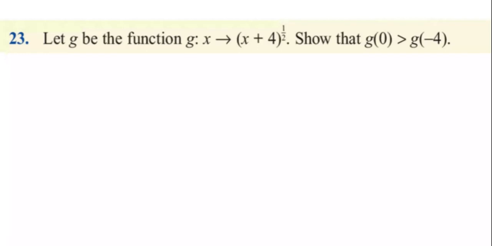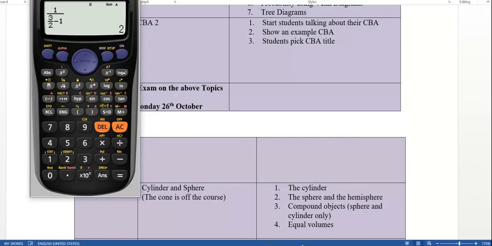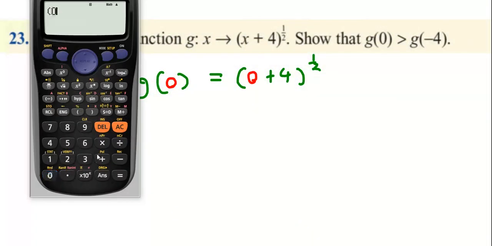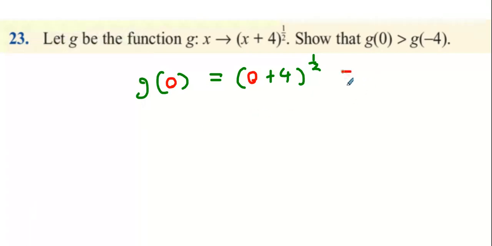Let g be the function x plus 4 to the power of a half. Show that g(0) is bigger than g(-4). g(blank) equals blank plus 4. What are we going to put in first? We're going to put in 0, aren't we? 0 plus 4 to the power of a half. What do we get? The answer is 2.